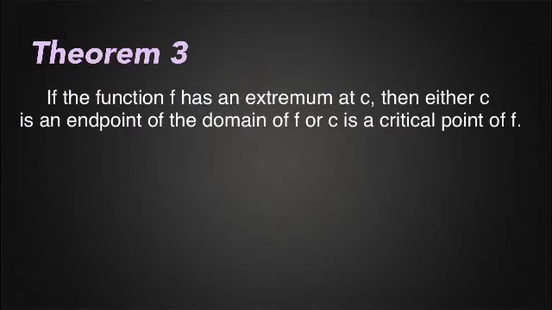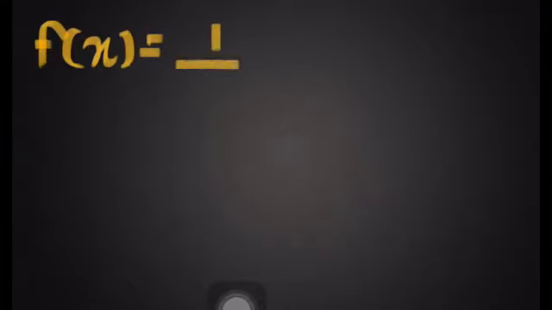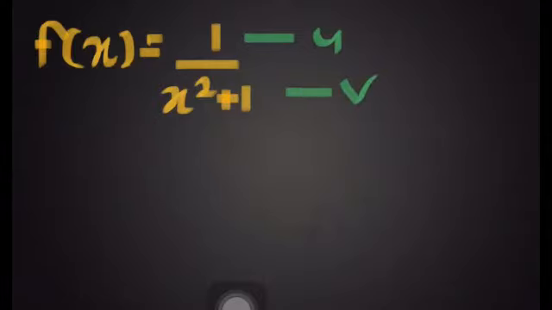In this topic, we have Theorem 3. If the function f has an extremum at c, then either c is an endpoint of the domain of f or c is a critical point of f. For example, we can find the extrema of the following function, f(x) equal to 1 over x squared plus 1. By following the rule, 1 is u, x squared plus 1 is v.